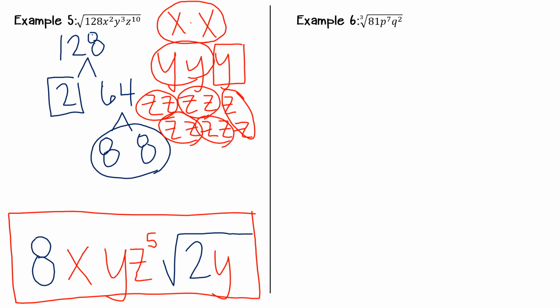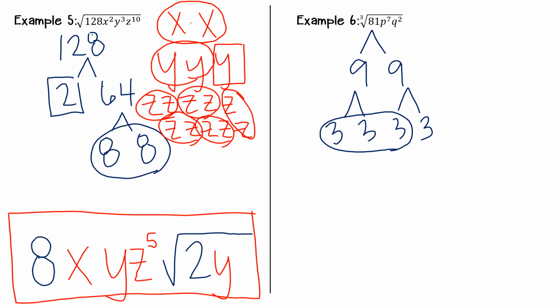So for example 6, we're going to start by doing a factor tree for 81. So that would be 9 times 9, 3 times 3, 3 times 3. So I have 3 3's and I have a single 3. So the triples would go in front, and then the single 3 would go inside, and this is the cubed root of 3.